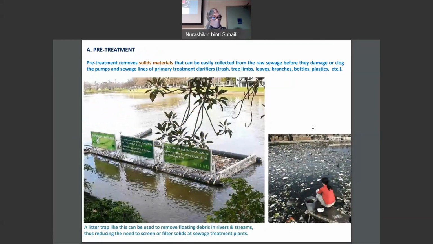Okay, so that covers what I want to cover in the next few slides. I just want to highlight a few things. Some of you have seen, right? So it started with the pre-treatment, where all the physical objects are screened and prevented from entering the plant, because they just want to treat the wastewater and not the objects. So that happens at the pre-treatment.